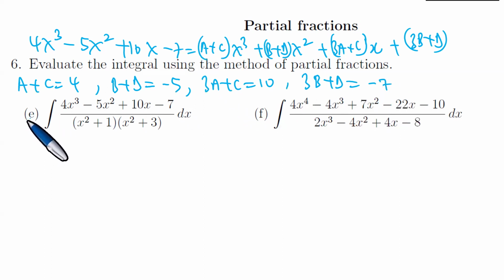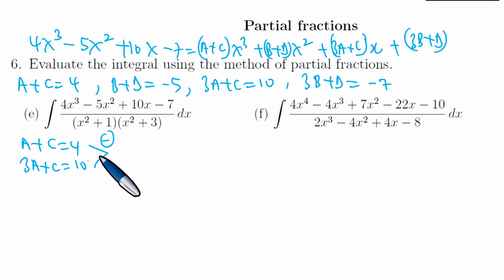Okay, so it's easy to see that a + c is 4 and 3a + c is 10. Subtract these: 3a − a would give us 2a, and c − c is 0. 10 − 4 is 6. Dividing by 2 means a is 3.